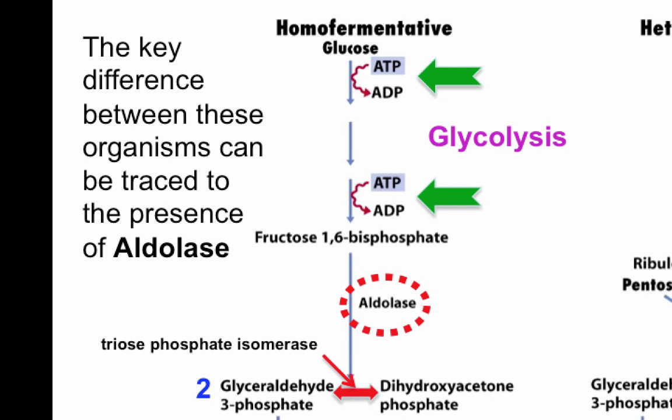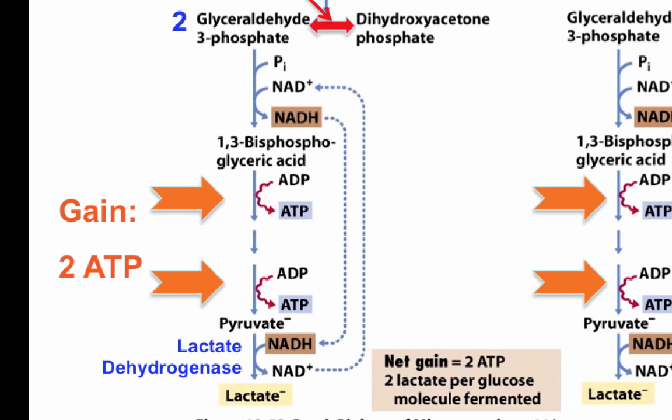Homofermentative bacteria are going to be able to metabolize glucose through glycolysis. And they have, as you know, the enzyme aldolase that is going to generate glyceraldehyde triphosphate and dihydroxyacetone phosphate. Eventually, when the enzyme triose phosphate isomerase converts dihydroxyacetone phosphate into glyceraldehyde triphosphate, those molecules will go through the glycolysis process to generate pyruvate. Here is where you have now the generation of NADH from the reaction of glyceraldehyde triphosphate to 1,3-bisphosphoglyceric acid.